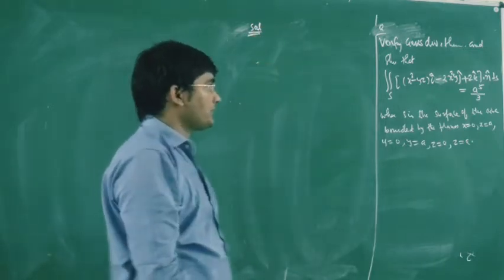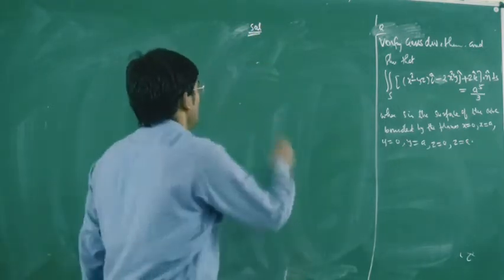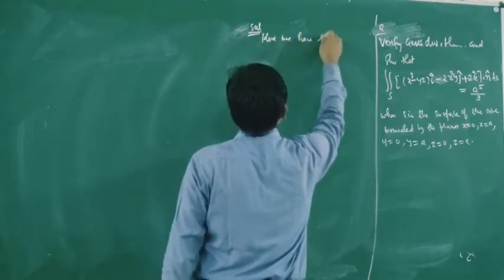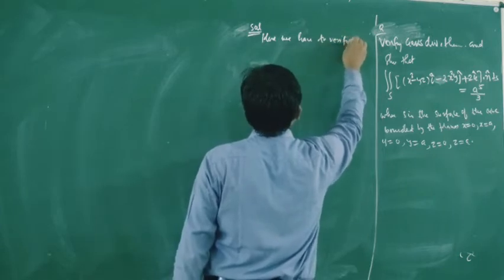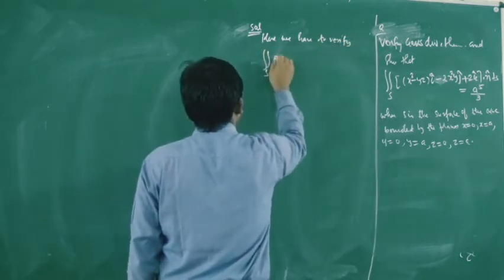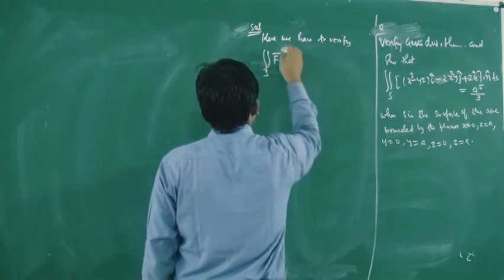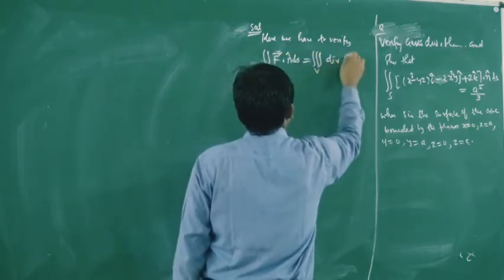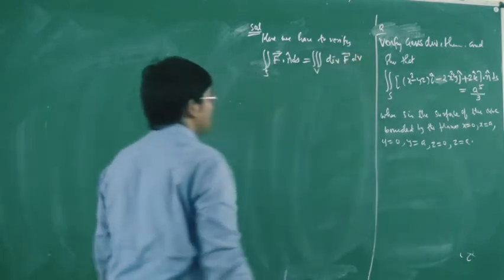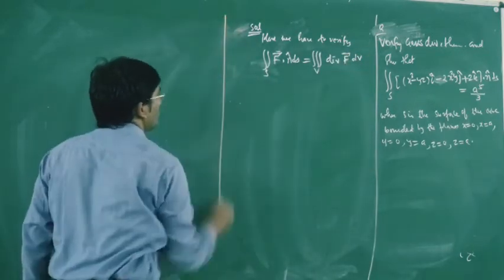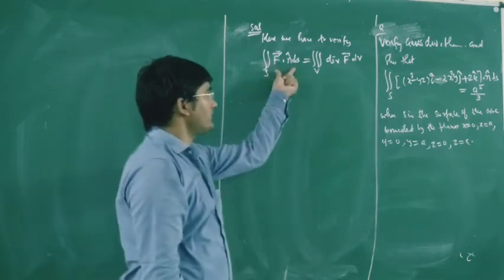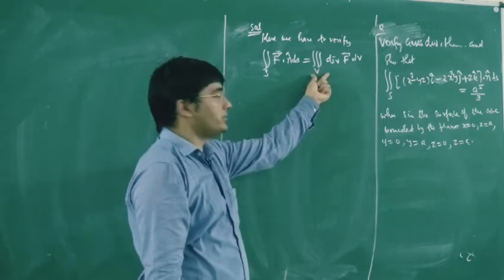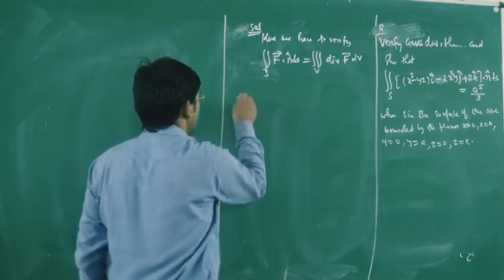Let us evaluate the volume integral first. Here we have to verify that the surface integral of f dot n ds is equal to the integral of divergence f into dv. So here we will verify that this left hand side is same as this right hand side. First of all, let us evaluate this right hand side. For that we need divergence f.